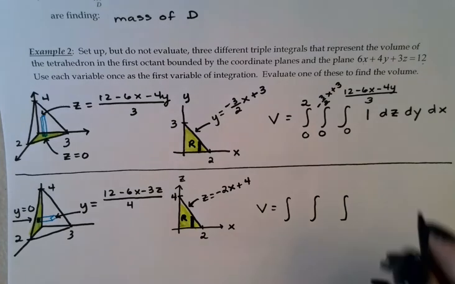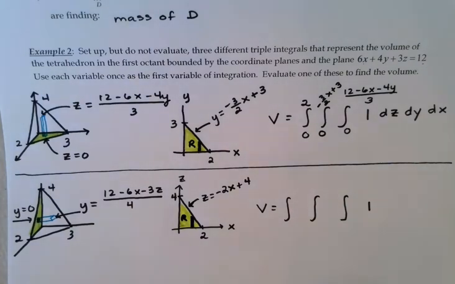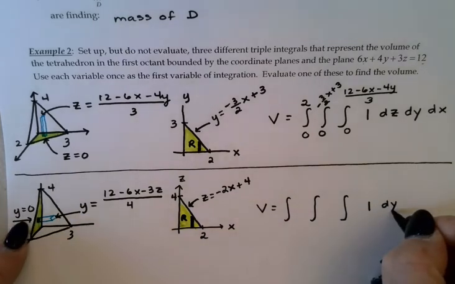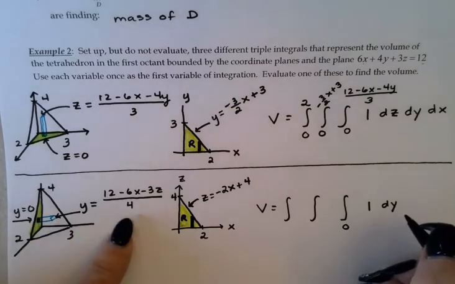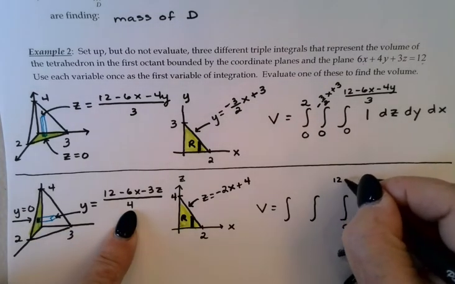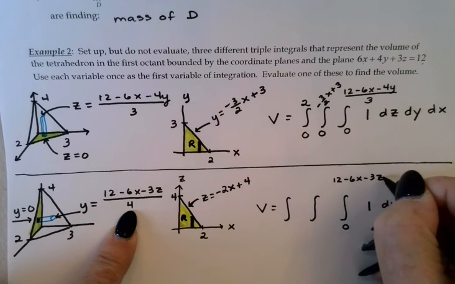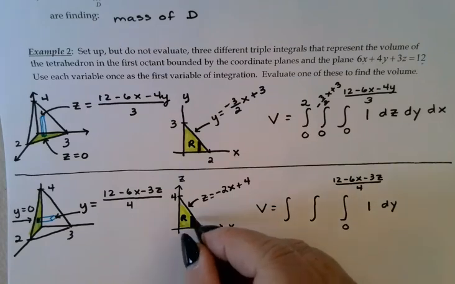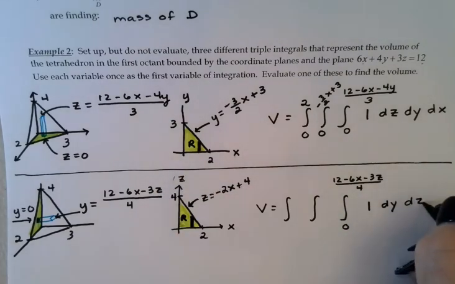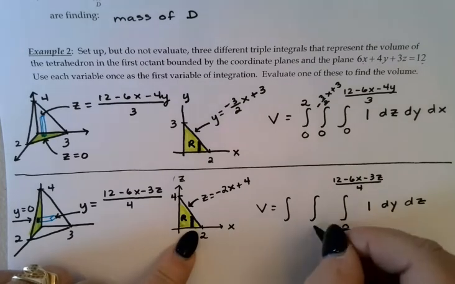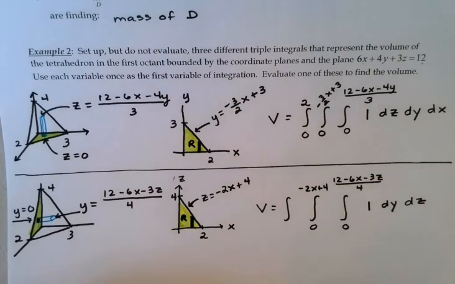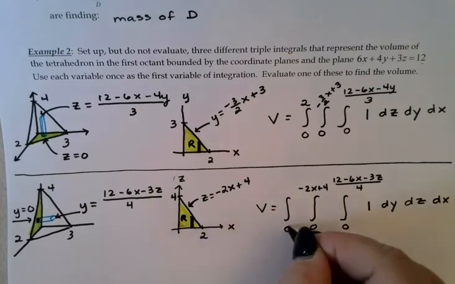So my volume integral, once again I'm integrating the function 1 because I want a volume. I'm doing dy first. From the left side, y equals 0, to the right side, y equals 12 minus 6x minus 3z over 4. If I'm going vertical, that means I'm doing dz next. From the bottom, z equals 0, to the top, z equals negative 2x plus 4. And then finally dx would be going from 0 to 2 again.